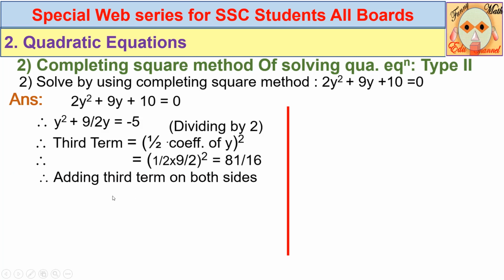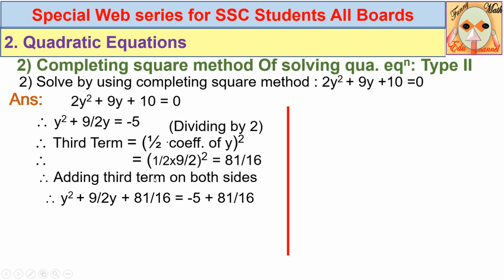This third term we are going to add on both the sides. So see, this was the equation that we have written, and to the left 81 upon 16, to the right minus 5 plus 81 upon 16. Now the left hand side becomes the square of the bracket, that is y plus 9 upon 4 bracket square. 9 is due to 81, 4 is due to 16. On the right, simplification of 16 5s are minus 80, and this plus 81 gives you 1 upon 16. Now next step is what?